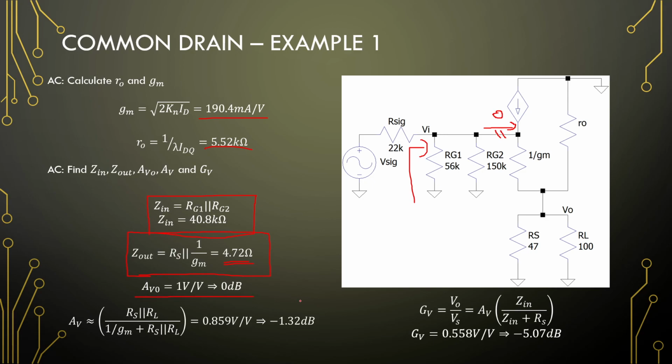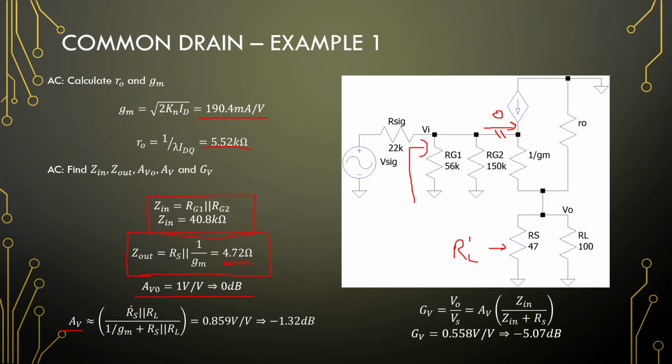Okay, so for a follower, AV0 is 1 volt per volt or 0 decibels. The thing that's affecting this amplifier is typically the load right here. So the AV of this amplifier would be this RS parallel to R load, or it would stand out more if you call it R load prime. That's the typical thing it's named.